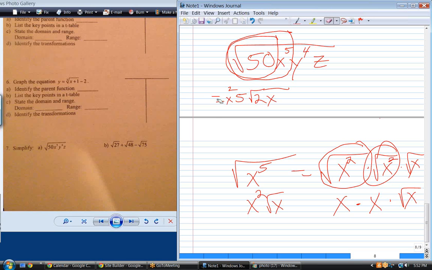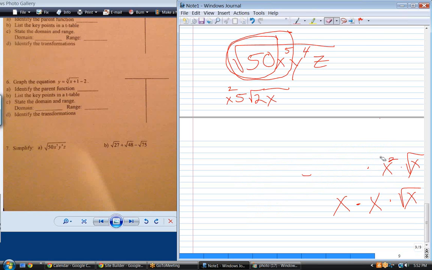What's the square root of y to the 4th? You can take 2 y's out, or you can take all the y's out. So it'd be just y squared. And what do I do with this last z? Can I take any z's out? So I have to leave it in. And I can rewrite this.